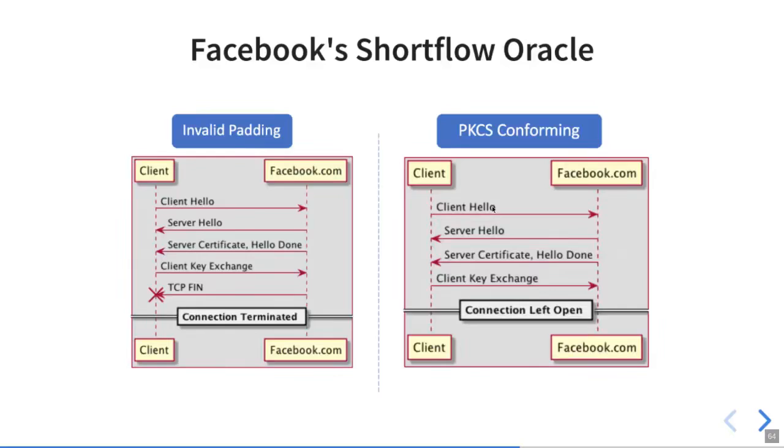What happened there was that when we had a message with a bad padding, we immediately got the connection terminated, and when we had a message with the correct padding, it would just leave the connection open and we had a timeout at some point.